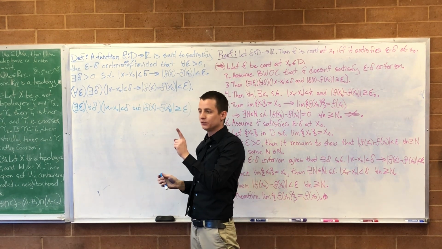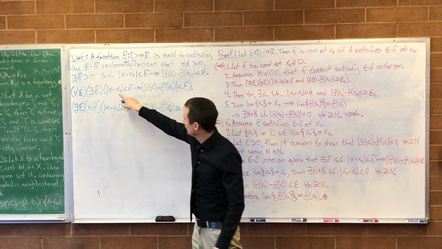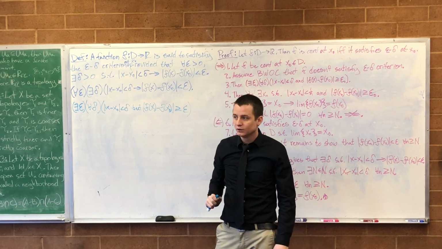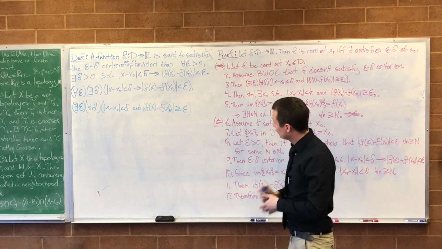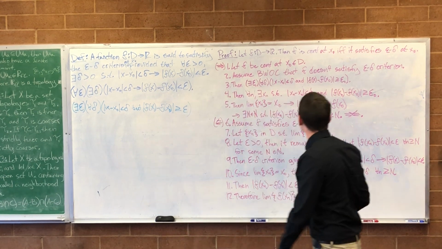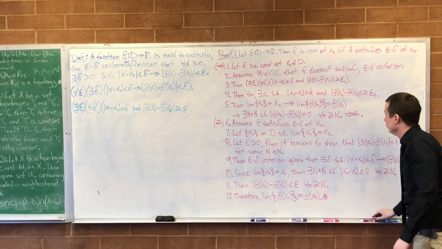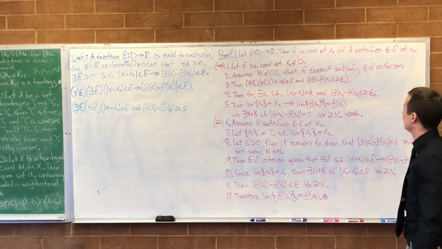Remember, there's only one way to disprove an implication: show that the antecedent is true and the conclusion is false. That's how you show an implication is false. So this is the negation of this. When we're doing assume by way of contradiction, we need to understand how to negate that.